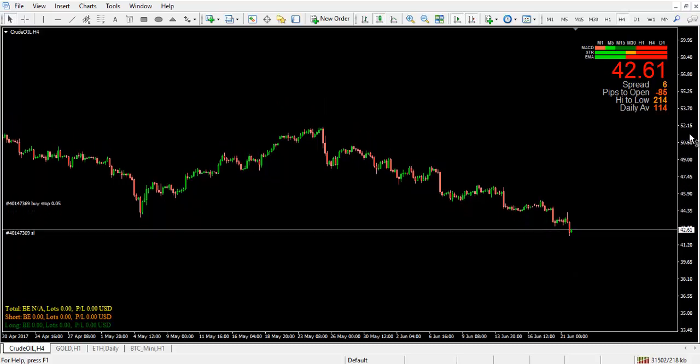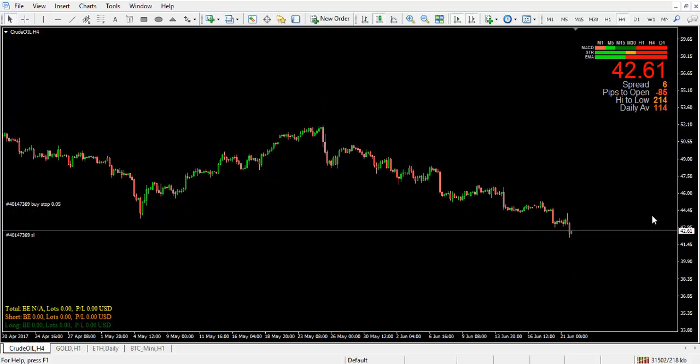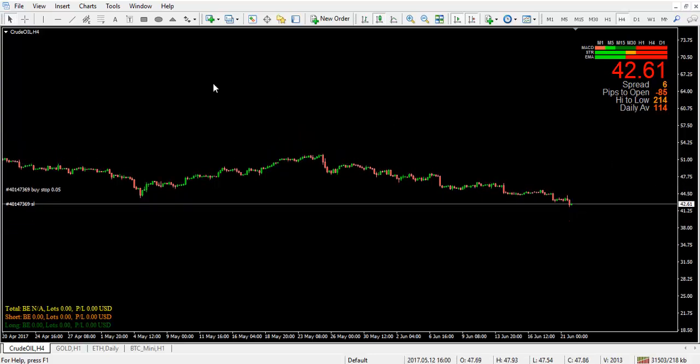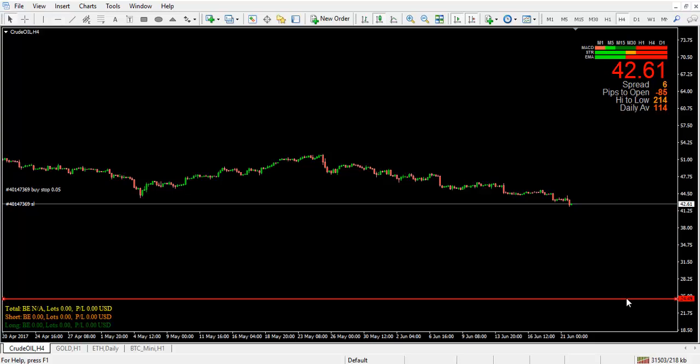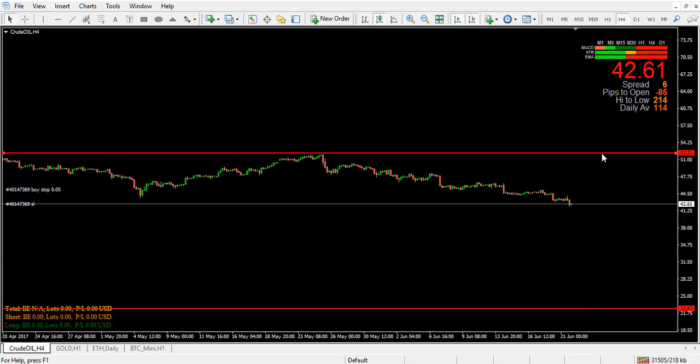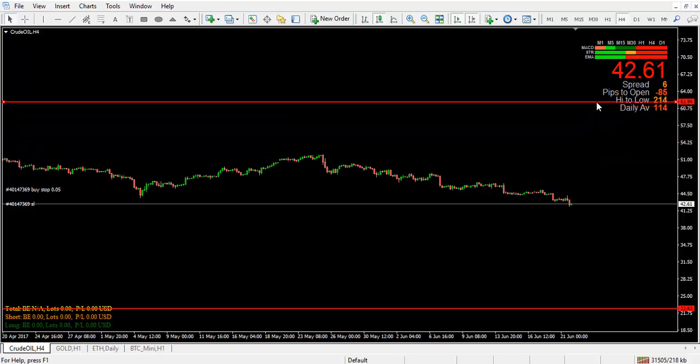Okay? Assume the market is going down to $22 a barrel. The market's going to 22. Let's say, okay, this is where it's going. And when the market reverses, let us assume it's going to go $20 up, which is around 62.